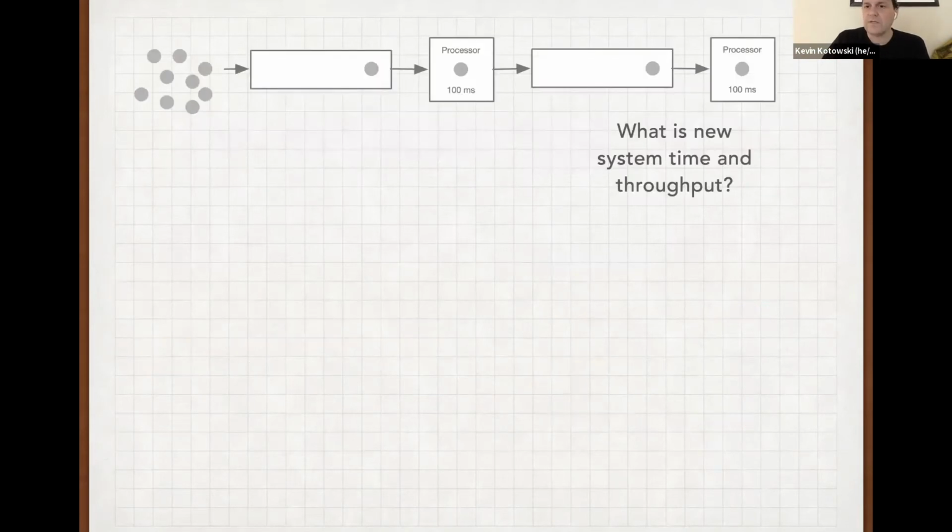Okay, so this one we've now split. So we've got 200 milliseconds of work that has to get done. So what happens if we take that work and split it into 2 parts, and now we're processing and processing? So it's the same amount of work as the last one, but we're splitting it across 2 bits and then running them through. So the total system time and throughput.